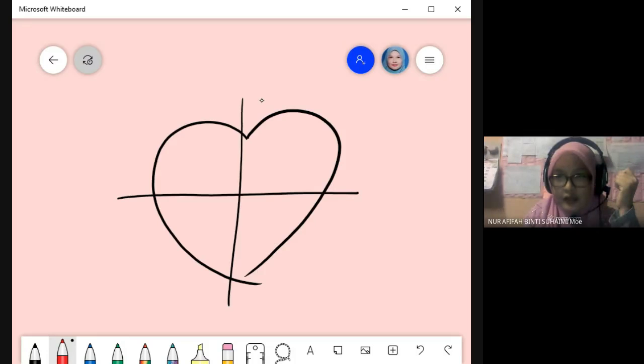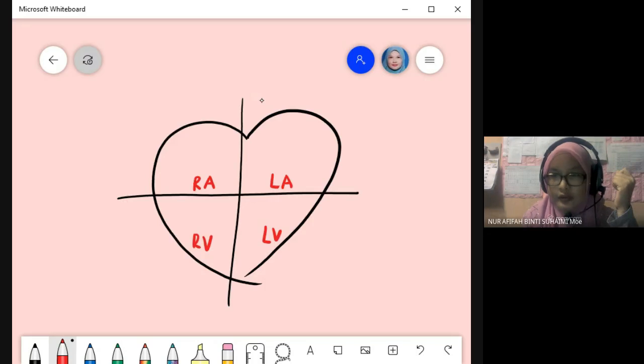Right and left hand. Your left hand will be the right side of your heart. The upper part is atrium, so we have right atrium and left atrium. The lower part is ventricle, right ventricle and left ventricle. There are 4 chambers in your heart. Then we have 4 blood vessels: vena cava, pulmonary artery, pulmonary vein, and aorta.